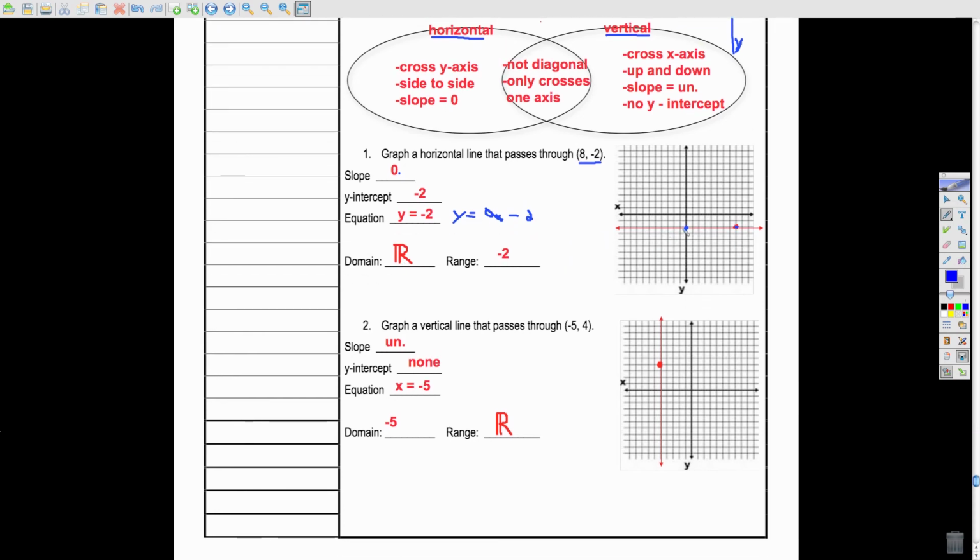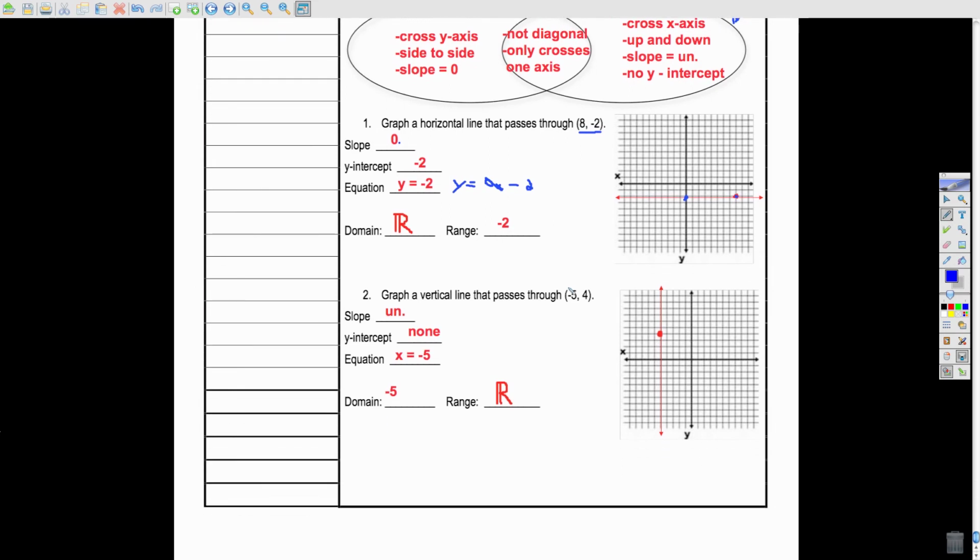The domain, that's your x values. It goes forever to the left, it goes forever to the right. That's going to be all reals. Your range, your y values, up, down. This line doesn't go up or down. It goes side to side. Your only y value is -2.